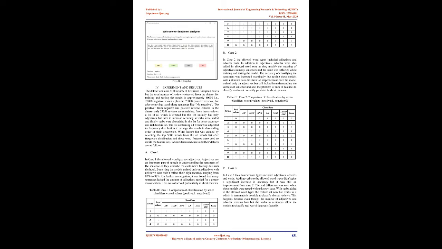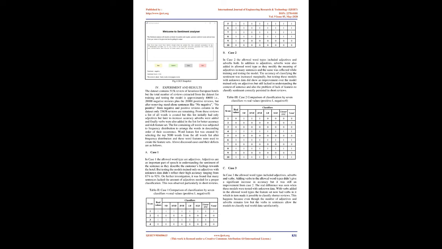The dataset contains 515K reviews of luxurious European hotels, but the total number of reviews extracted from the dataset for training and testing the model is approximately 40,000, i.e., 20,000 negative reviews plus 20,000 positive reviews. But after removing stand-alone sentences like "no negative" and "no positive" from the negative and positive reviews columns in the dataset, only 33,658 reviews remain. From these reviews a list of all words is created, but this list initially had only adjectives, but later, to increase accuracy, adverbs were added, and finally verbs were also added to the list for better accuracy and a rich feature set.